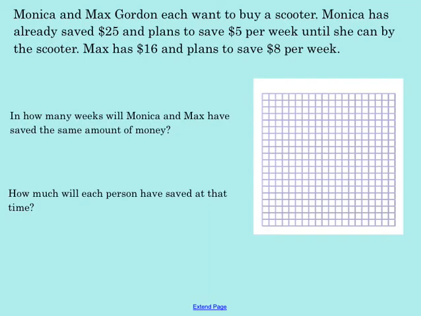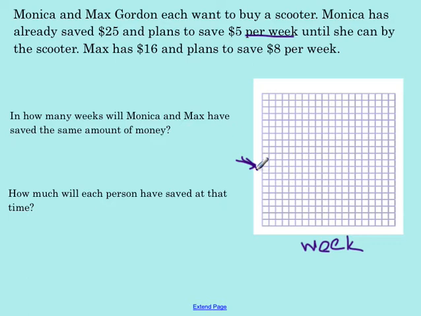Now let's take a look at this word problem here. It says Monica and Max Gordon each want to buy a new scooter. Monica has already saved $25 and is saving $5 per week. Well, I'm going to let X represent the weeks until she can buy the scooter. Max has $16. He's planning to save $8 per week. And then Y is going to represent their total amount of money. So I'm going to label those axes.